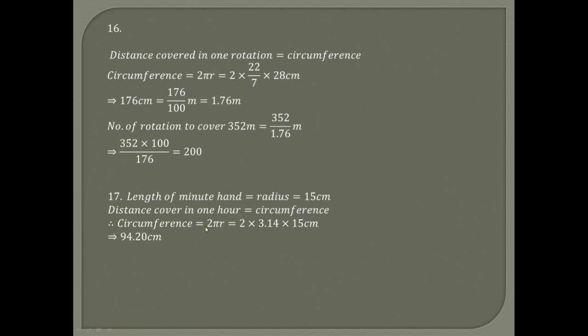Okay, then circumference means 2 pi r, that means 2 into 3.14 into 15. Then if you multiply all together, you will find out 94.20 centimeter. So after 1 hour, that minute hand can cover 94.20 centimeter altogether.